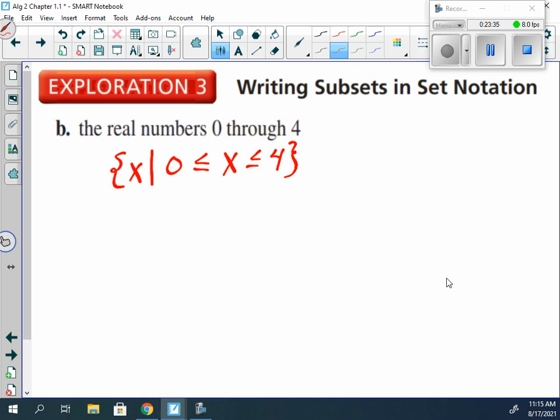I went back and forth with this this morning. Earlier I was just using less than and greater than. It actually works out that it is equal to, because 0 through 4, we're talking about the endpoints.